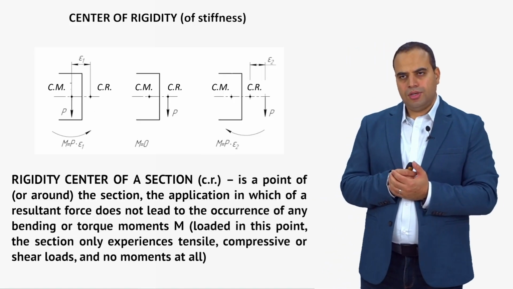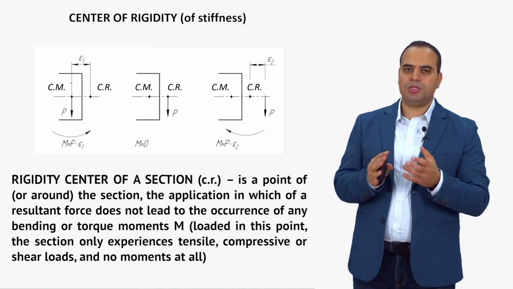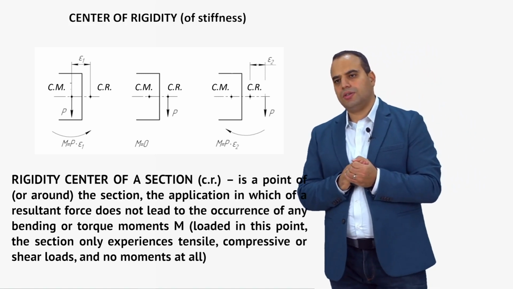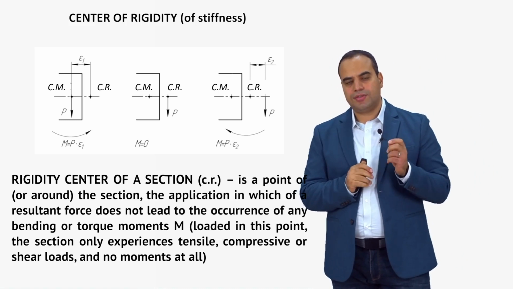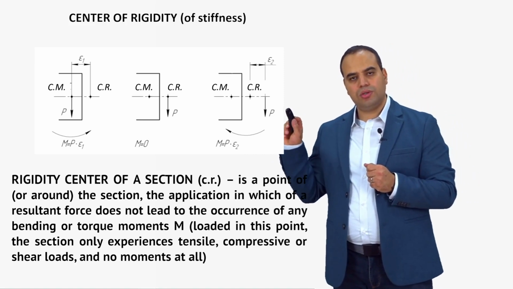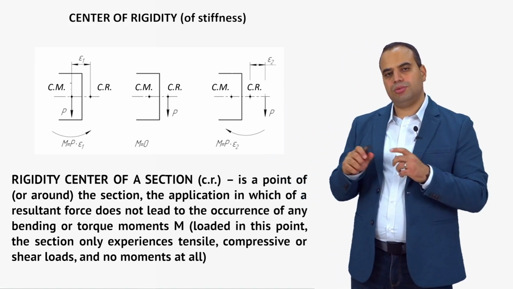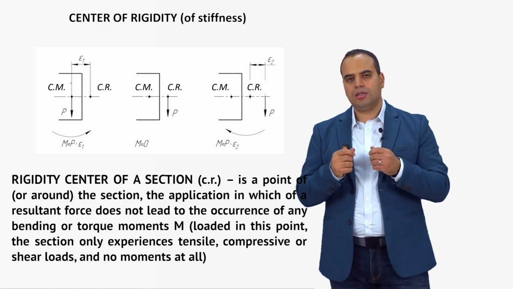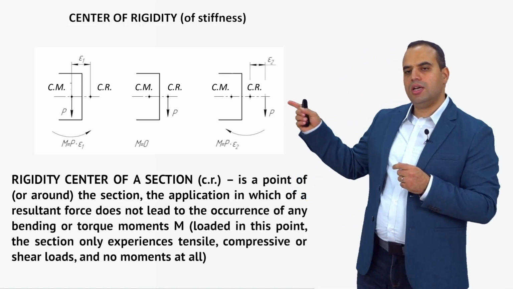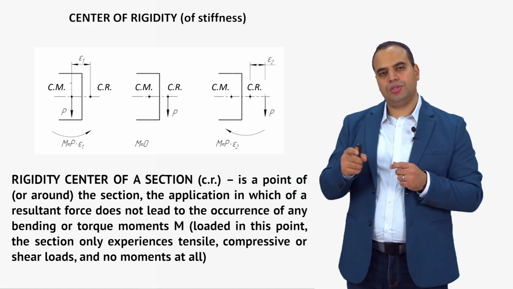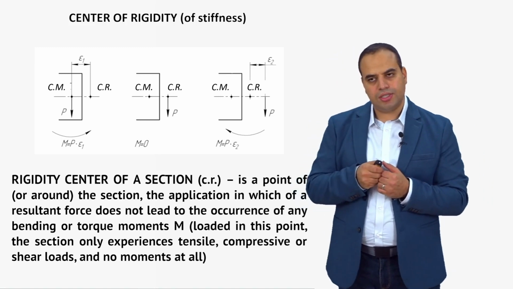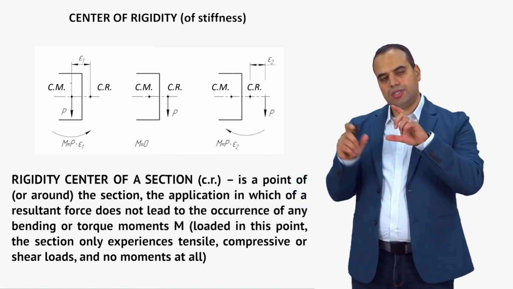Some other notions include the center of rigidity. Here it's a little bit more complex notion. We're going to study this in better detail in the course of strength of materials. It is a point where, if we apply a force, we're going to have only axial loadings without introducing torque or torque moments. So you can see, for example, that for this cross-sectional shape, the U channel, the center of rigidity is outside the section itself.